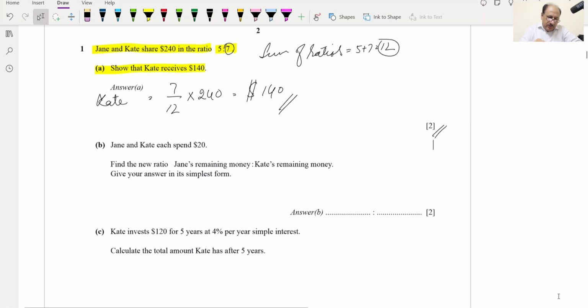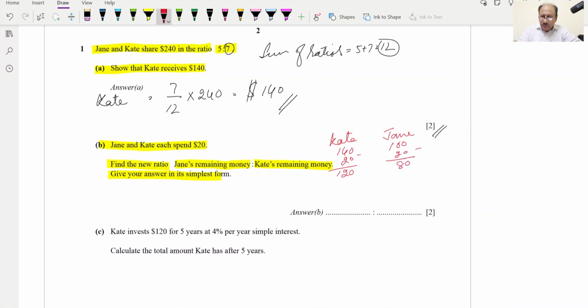Now B part. Jane and Kate each spend $20. Find the new ratio, Jane's remaining money to Kate's remaining money. Give your answer in its simplest form. Kate was having 140 and 20 spent, so remaining is 120. Jane was having 240 minus 140, so it was 100. Out of 100, 20 spent, and after subtraction she's having 80.